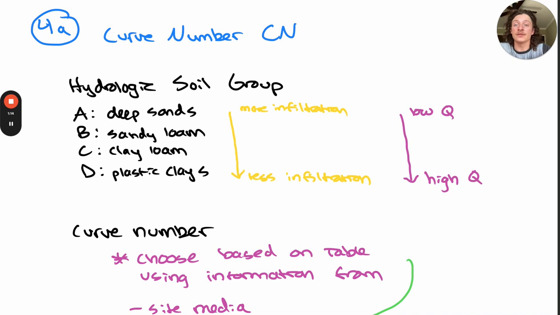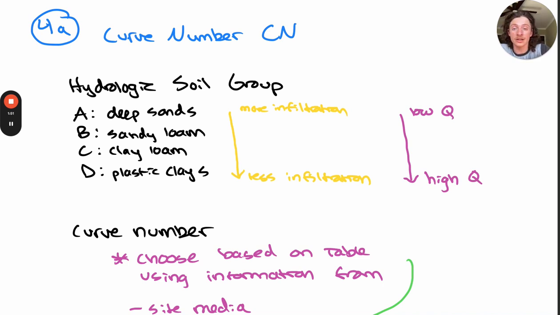Group C consists of soils that have slow infiltration rates when thoroughly wetted, consisting chiefly of soils with a layer that impedes downward movement of water or soils with moderately fine to fine texture. And finally, Group D, which we will choose conservatively, is soils that have high runoff potential and a very slow infiltration rate when thoroughly wetted, consisting chiefly of clay soils with high swelling potential, soils with a permanent high water table, or soils with a clay pan or clay layer at or near the surface, and shallow soils over a nearly impervious material.